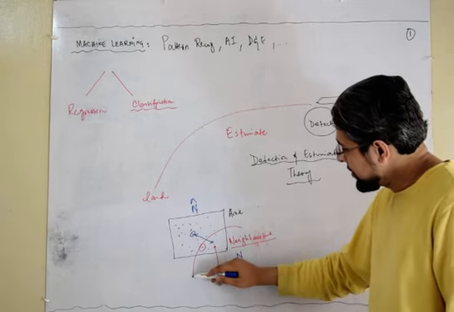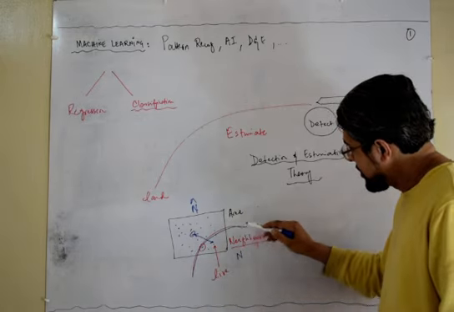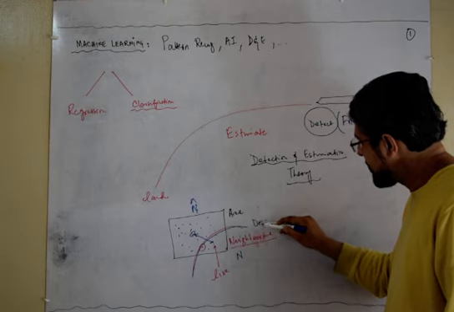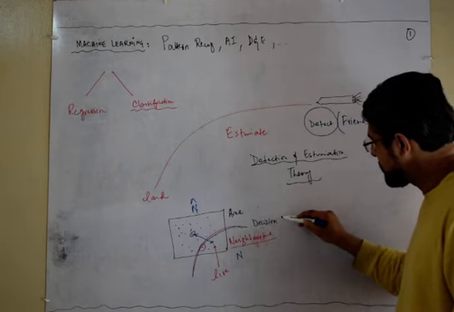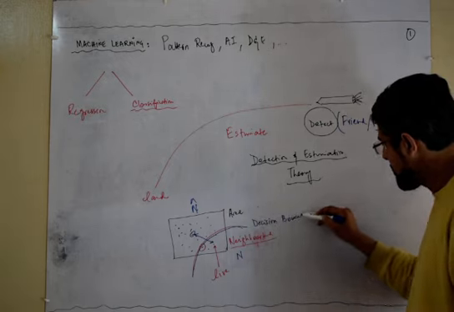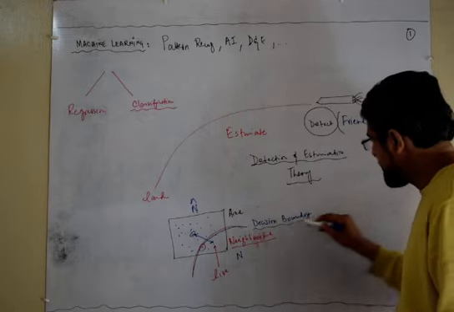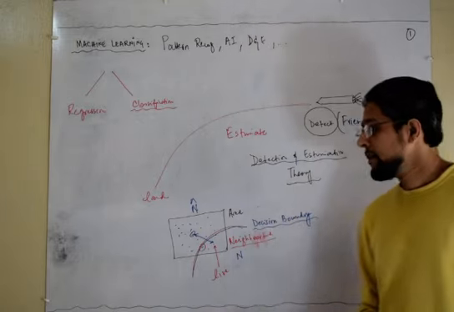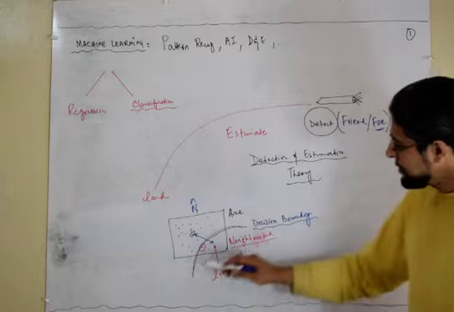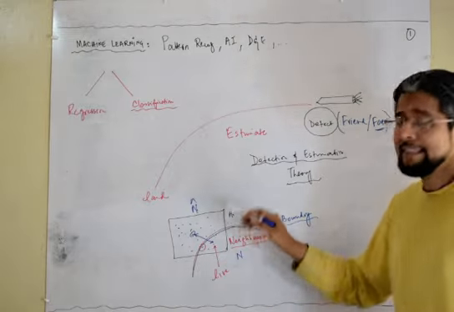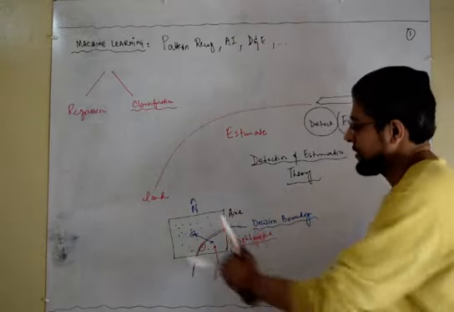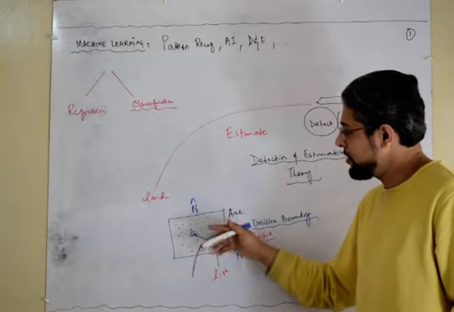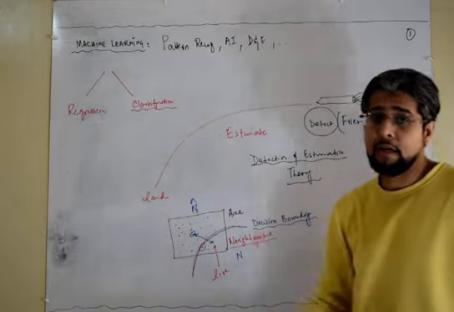Now this here is what is referred to as your decision boundary, because this is the deciding boundary. If you're present below it, it's part of the neighborhood. If you're present beyond it, it's not part of the neighborhood.